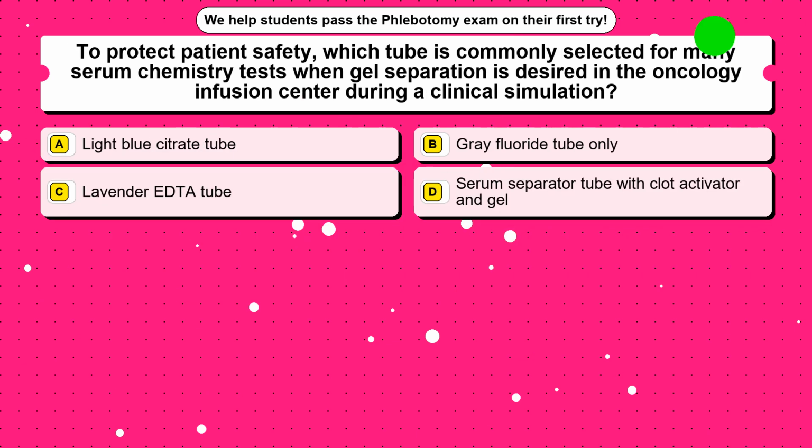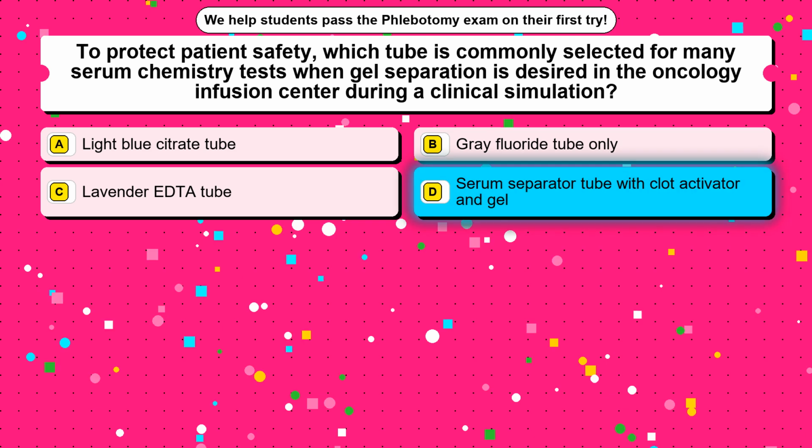Question 47. To protect patient safety, which tube is commonly selected for many serum chemistry tests when gel separation is desired in the Oncology Infusion Center during a clinical simulation? Option A, light blue citrate tube. Option B, gray fluoride tube only. Option C, lavender EDTA tube. Option D, serum separator tube with clot activator and gel. The correct answer is option D.